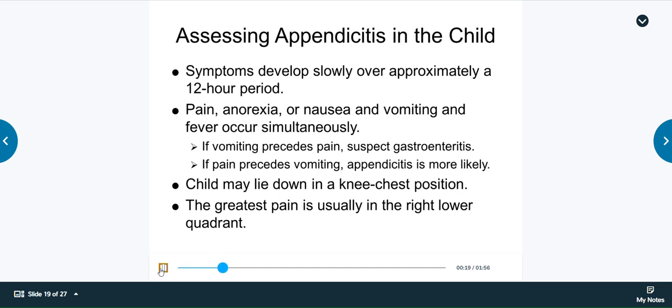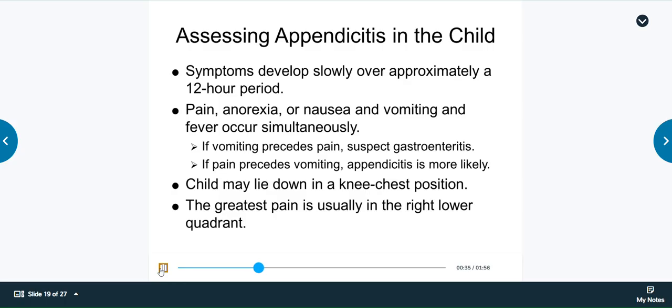A lot of these symptoms that they have are going to be abdominal pain in the right lower quadrant over that McBurney point. So, we'll have the child lay down and then you get your hands and kind of press onto that right lower quadrant.